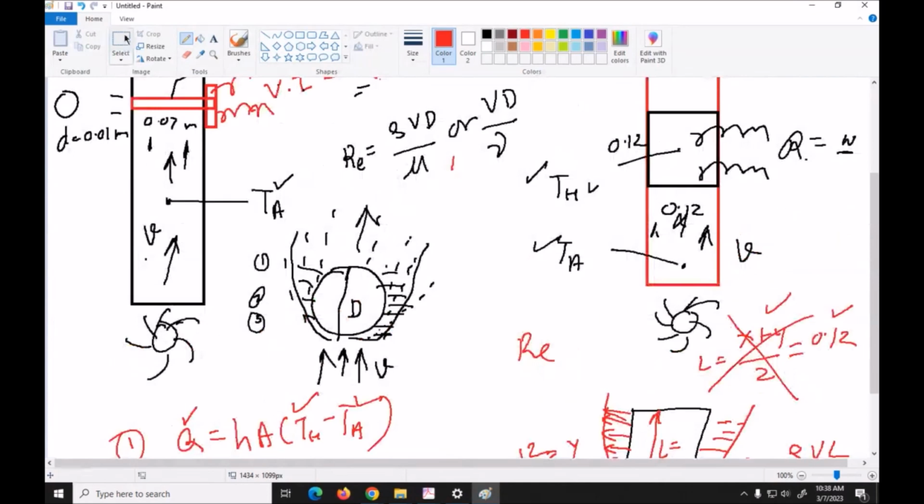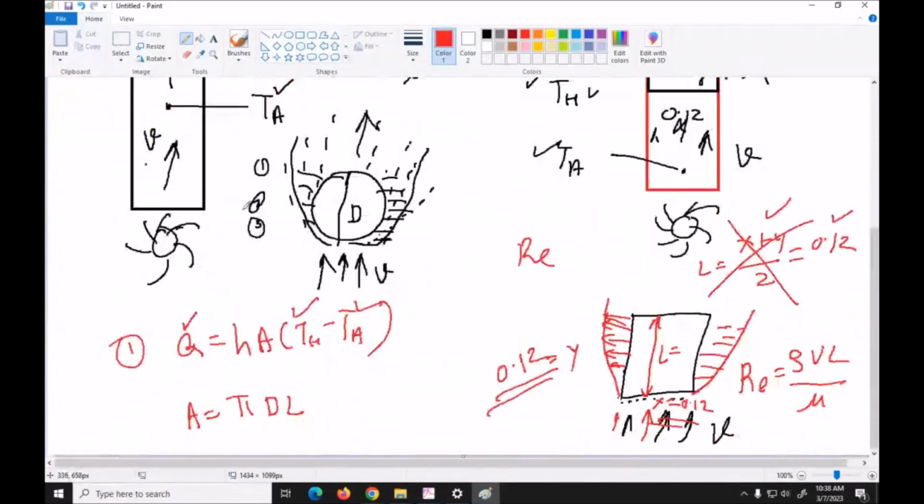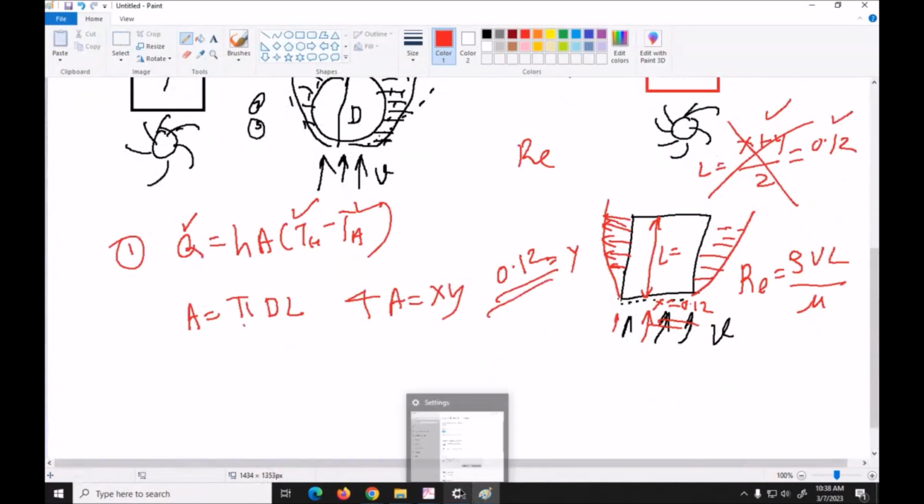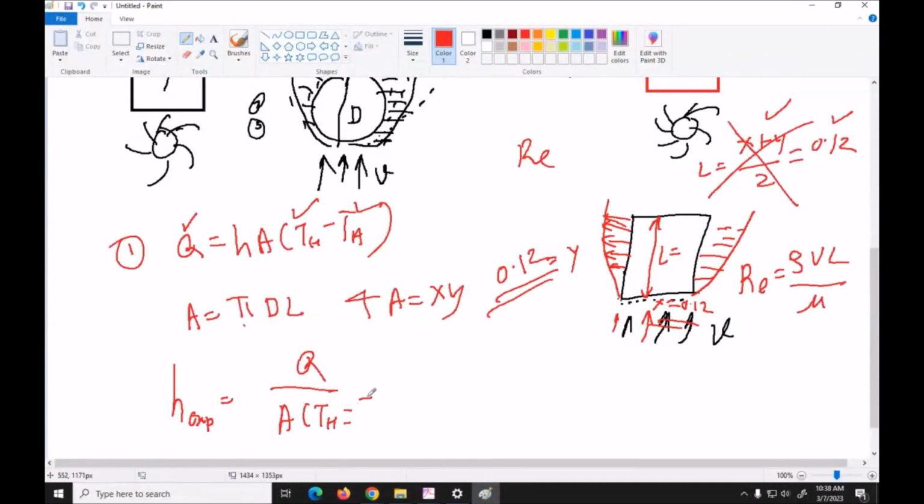This is the heat transferring area, the circular perimeter times L. So pi d into L, for the cylinder. And for the plate, the area will be X into Y. This is the difference. Once we know the area, we can find the heat transfer coefficient. h experimental is equal to Q by A into TH minus TA. This is by experiment.